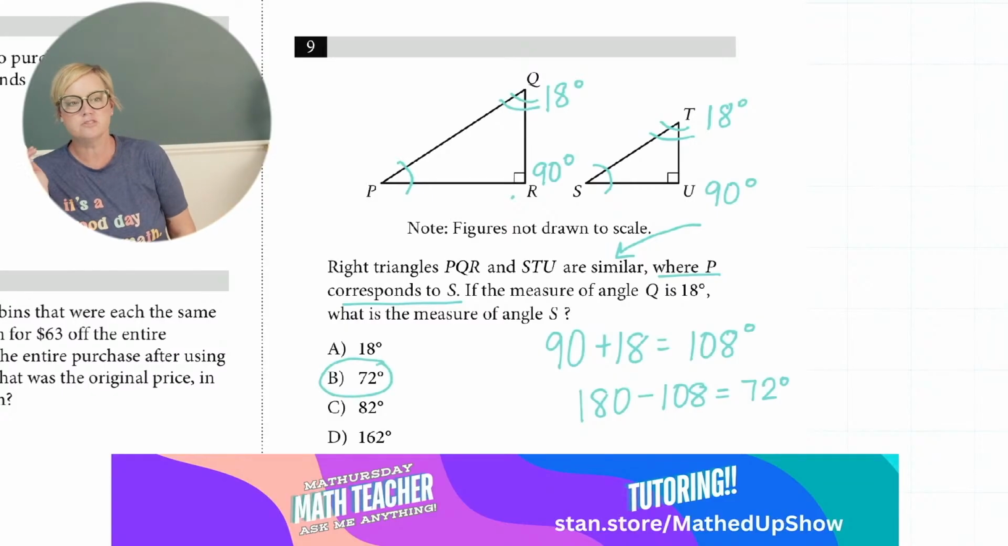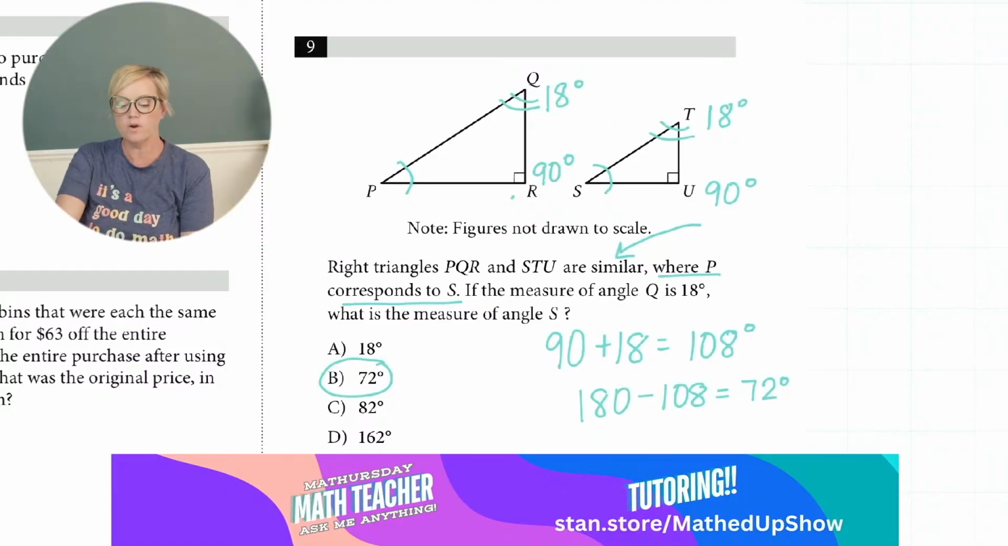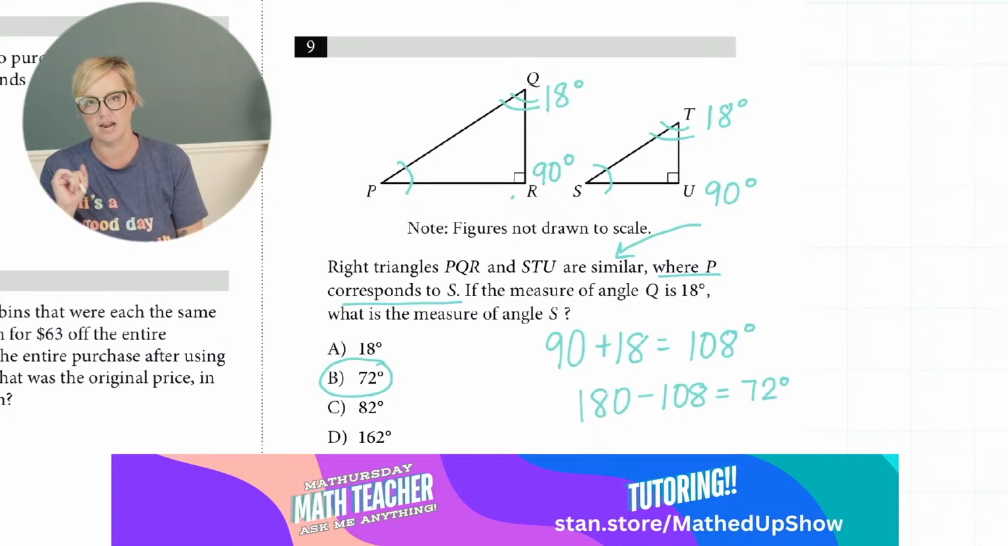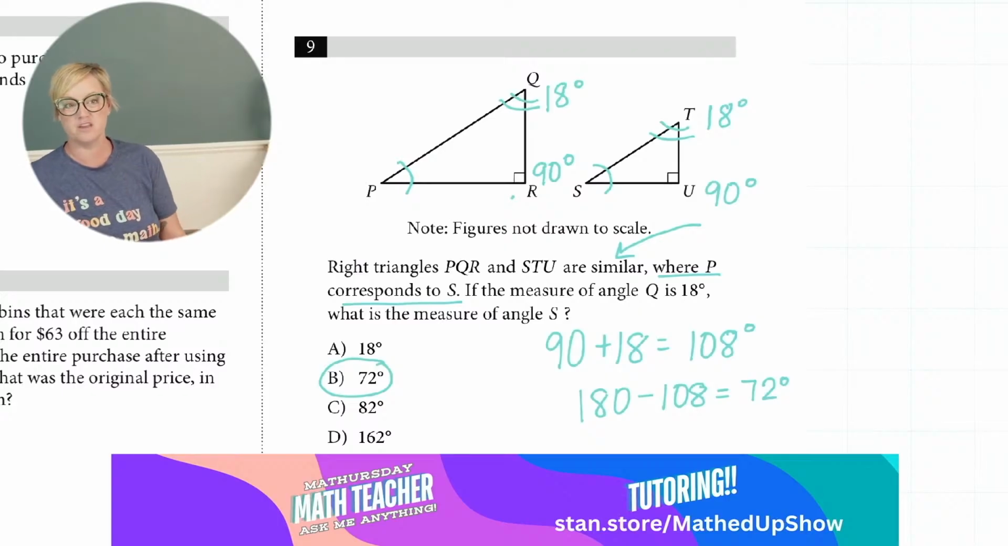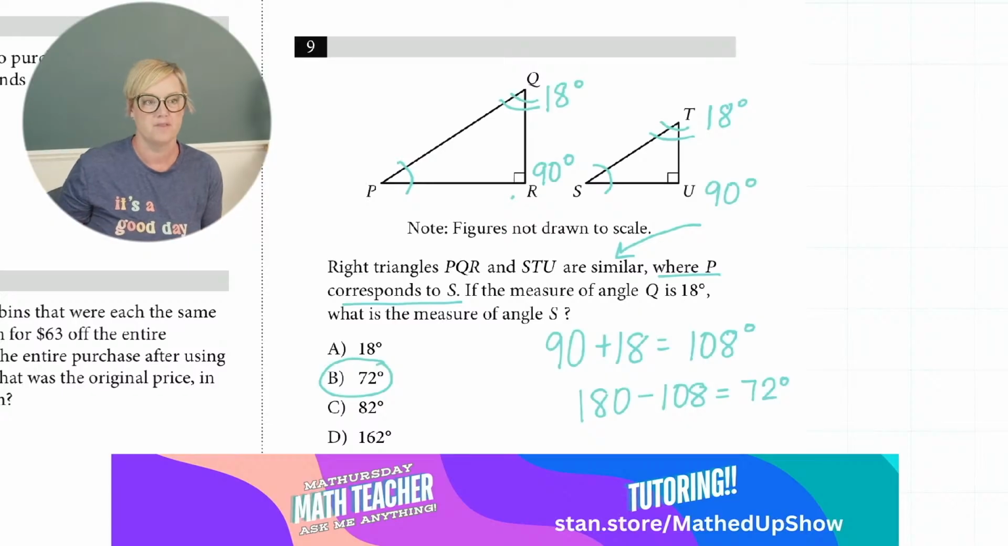Okay, what you can also do is you can do 90 minus 18, and that's 72. Okay, so we didn't actually need to get a proportion set up because it wasn't asking about the side length. So if it was asking about the side lengths, yes, we would need to set up a proportion. But when you're just doing angle measurements, you don't have to set up a proportion because angle measurements in similar figures are always the same.